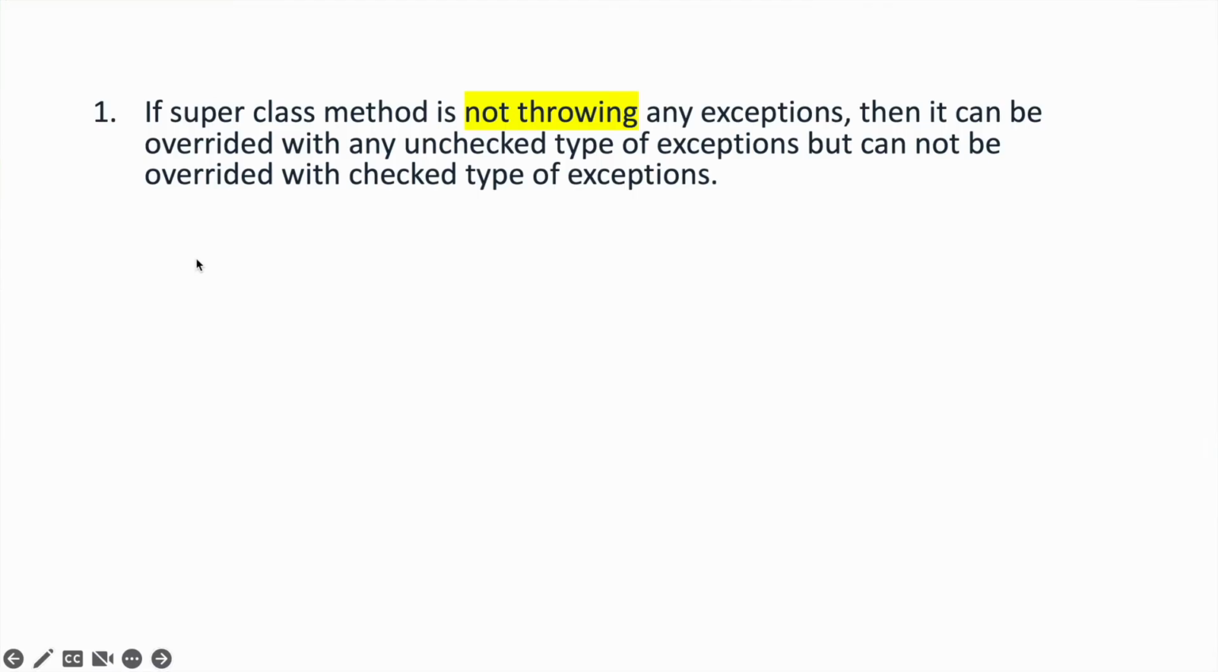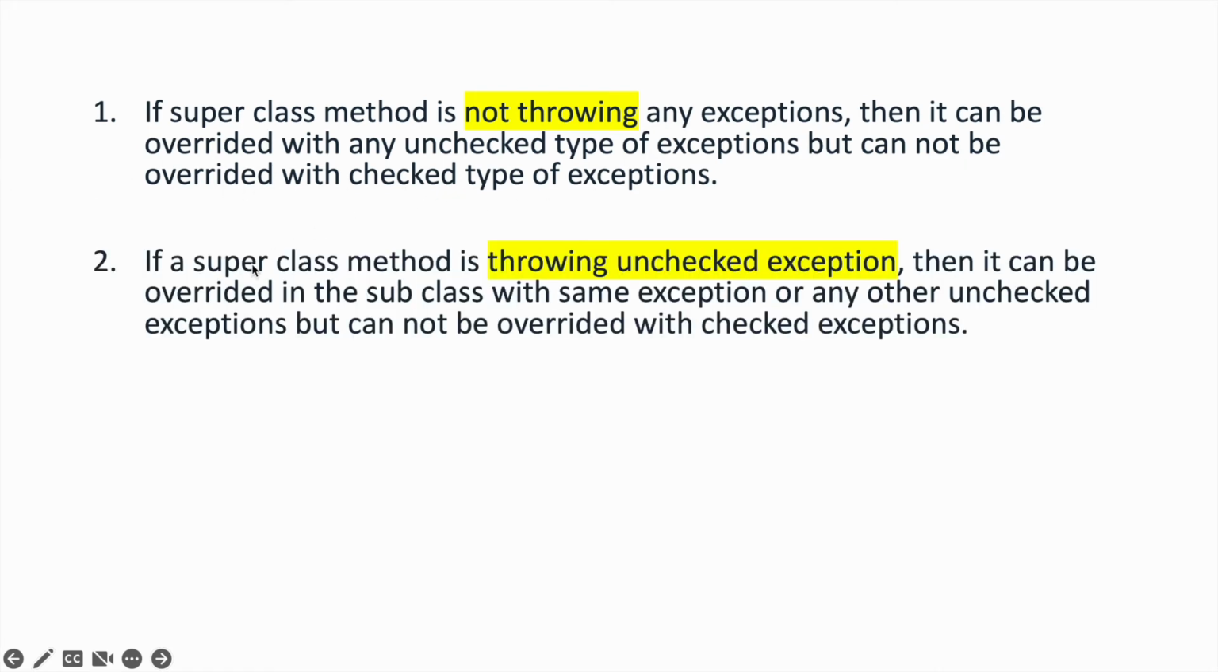Let us summarize what we have discussed so far. If the superclass method is not throwing any exceptions, then it can be overridden with any unchecked exceptions, but we cannot override with checked exceptions. If the superclass method is throwing an unchecked exception, then it can be overridden in the subclass with the same exceptions or any other unchecked exceptions, but not with checked exceptions.